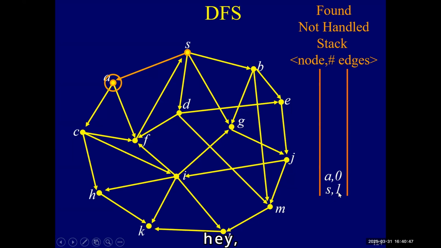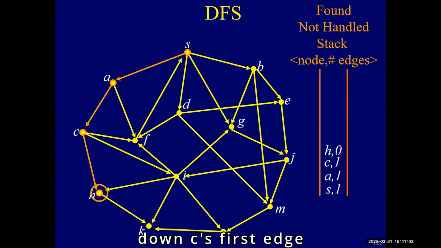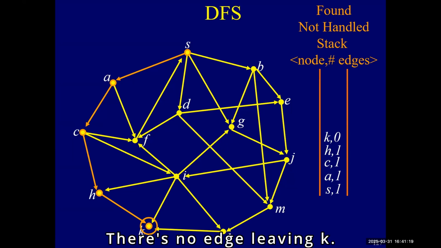And this says, hey, we've gone down S's first edge. We haven't gone down any of A's edges, right? So from A, what do we do? You go down A's first edge, right? And then we go down C's first edge and down H's first edge, right? And now what do we do? Right? There's no edges leaving H. Okay, we're at K. There's no edge leaving K. So we say K's done.